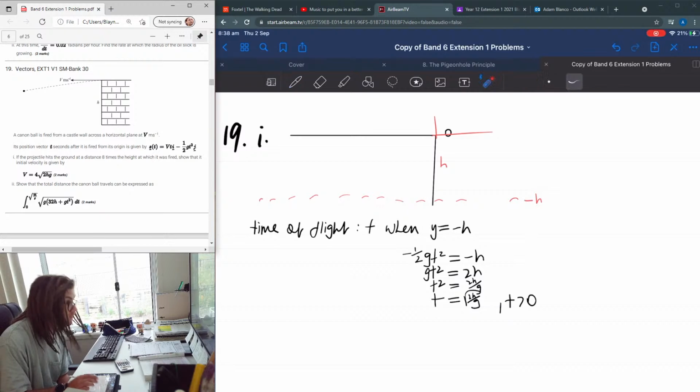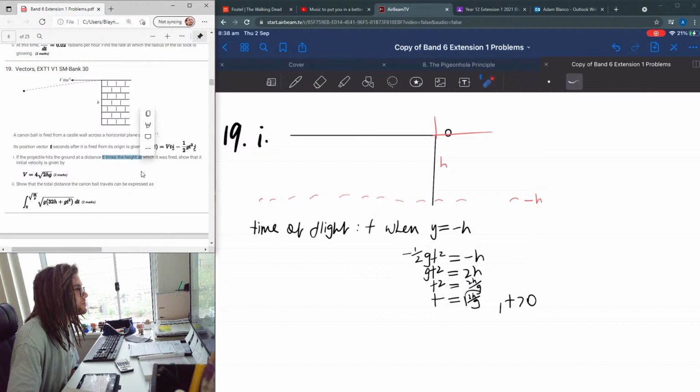Now, that's the time at which it hits the ground. We want the actual value for, what do we want? We want the initial velocity. So the only representation of the initial velocity that we have is via the x component, so here. And they've told us something about the x component, and it's that it hits the ground 8 times the height at which it was fired.